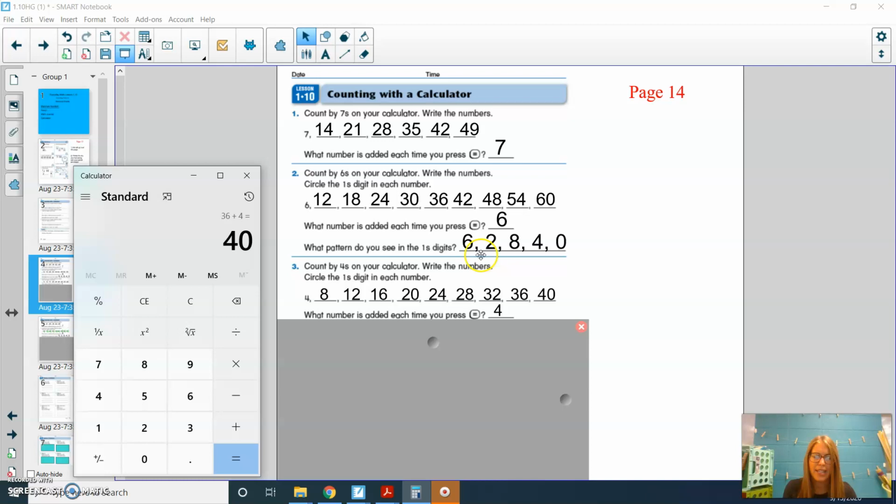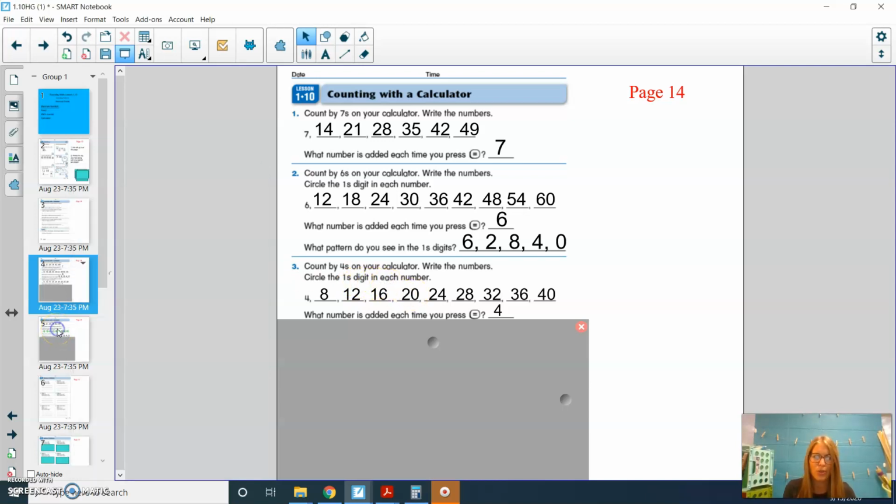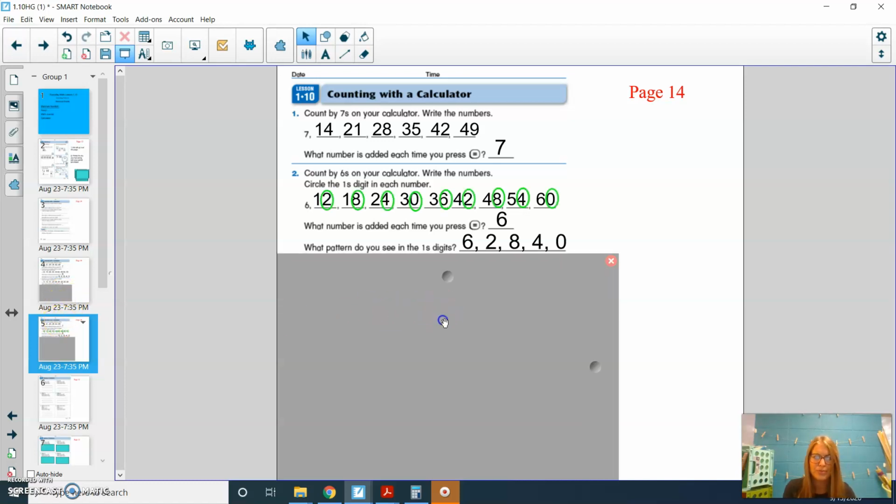Just like we did in question number 2, can you circle the digits? Can you circle the ones digits in each of those numbers? And I'll show you what that looks like again in number 2.